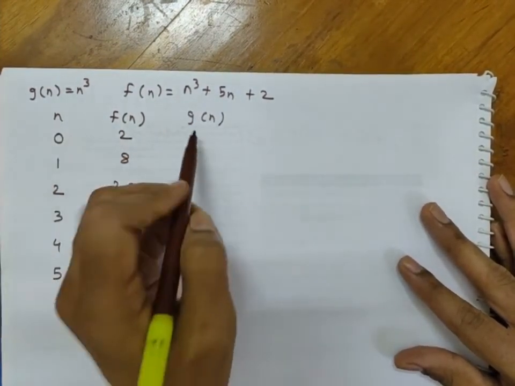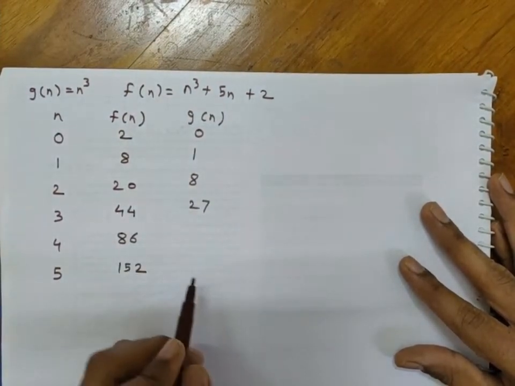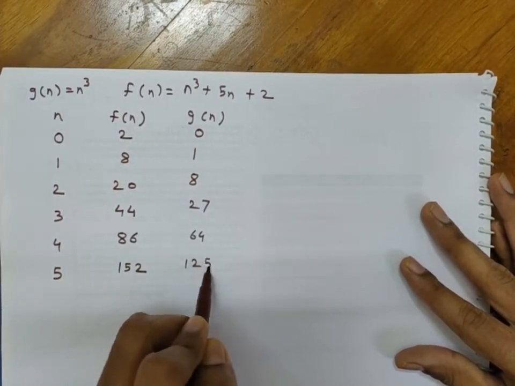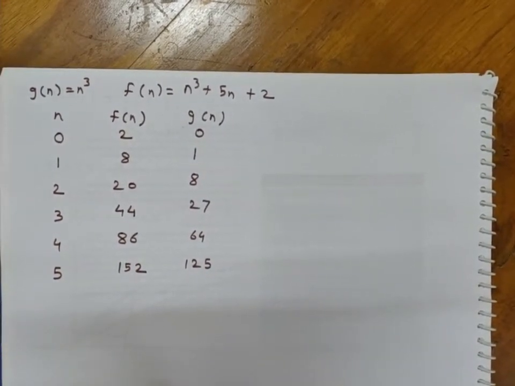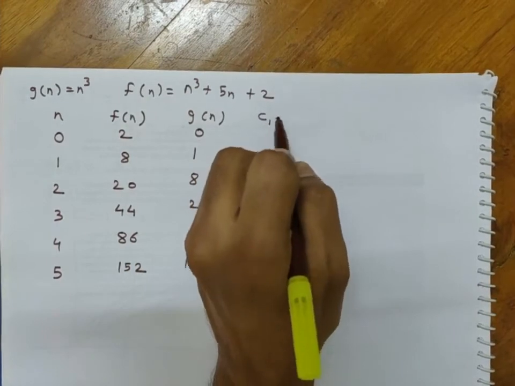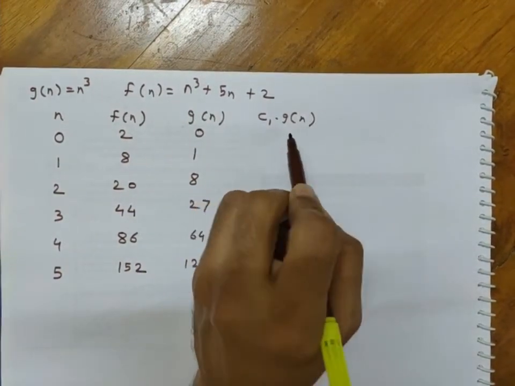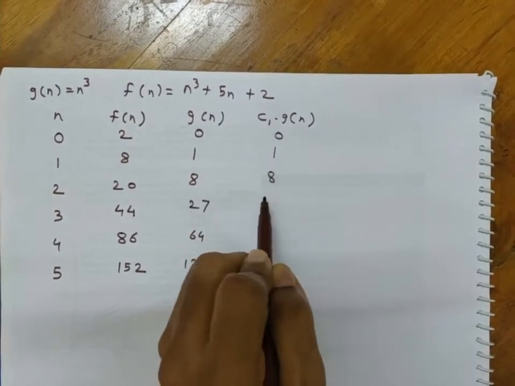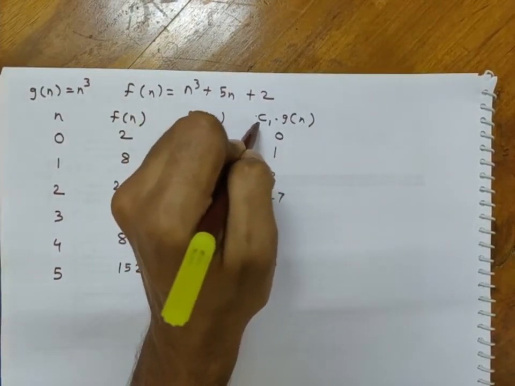So 0 cube is 0, 1 cube is 1, 2 cube is 8, 3 cube is 27, 4 cube is 64, and 5 cube is 125. Now the question is, can I find out the value of C1 such that my C1 gn is always less than or equal to fn? For example, if I take C1 equal to 1, then I'm able to satisfy this requirement. In that case, it is still 0, 1, 8, 27, 64, 125. So my C1 is equal to 1.